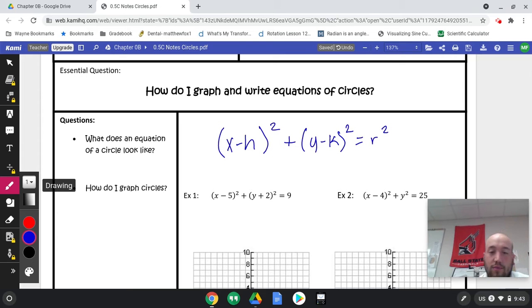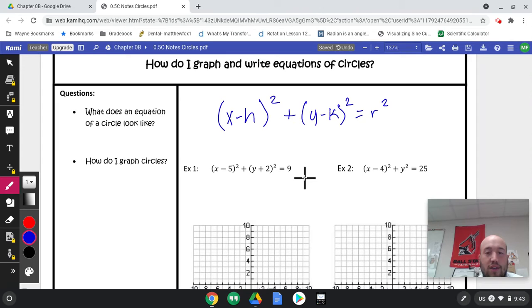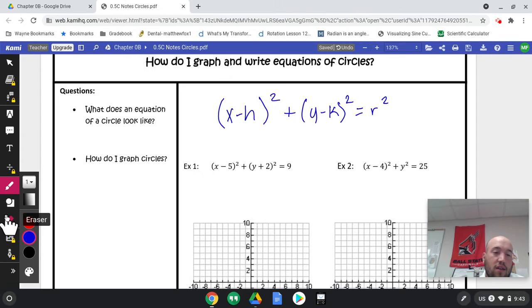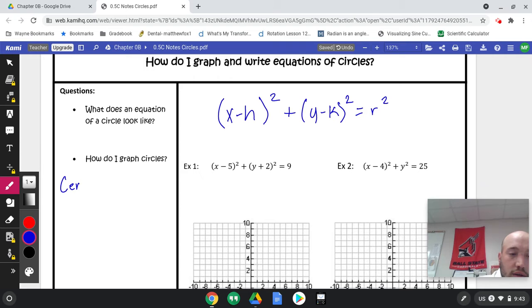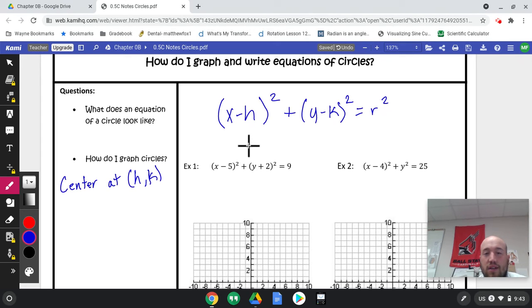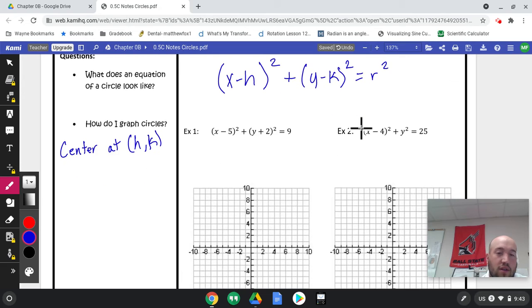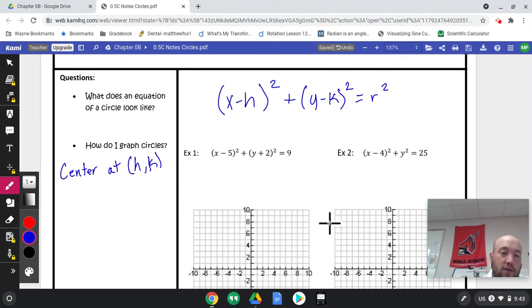Now, what do these letters mean? Well, our x and our y refer to our x and y axes. The h and the k are going to be our center. So our center is at the point (h, k). Notice in the equation, it's the opposite of h and the opposite of k. So it's always the opposite of whatever's there. Finally, the r, we hopefully know or can guess, stands for the radius of our circle.